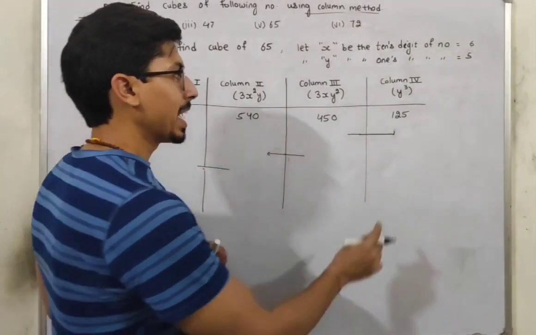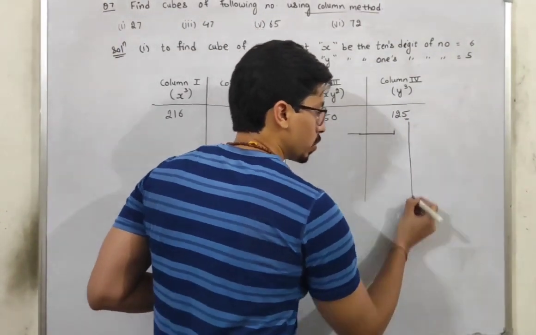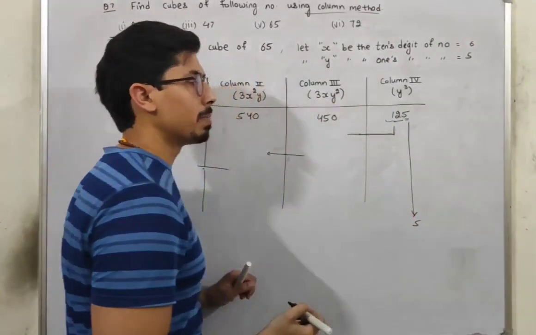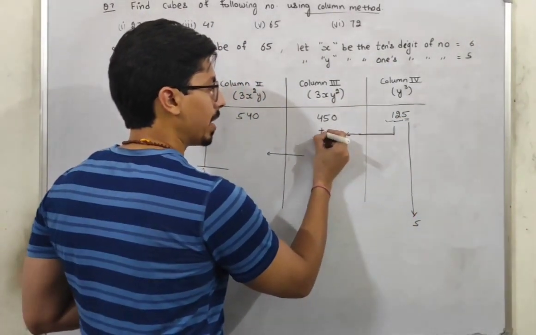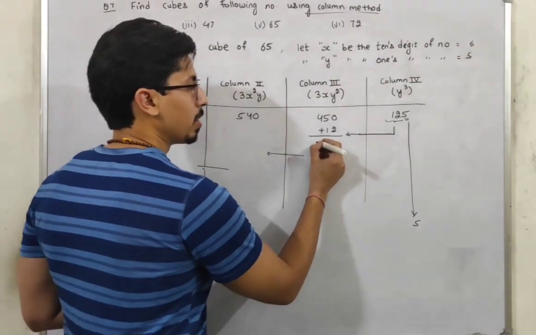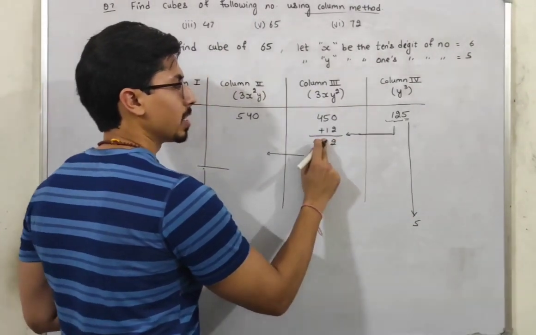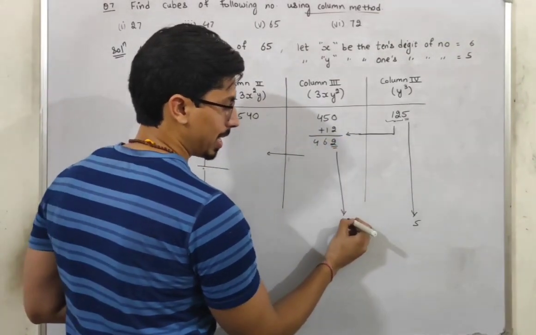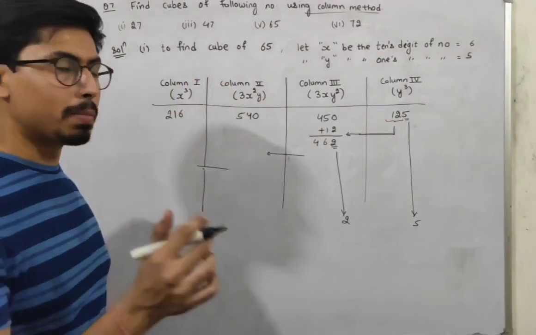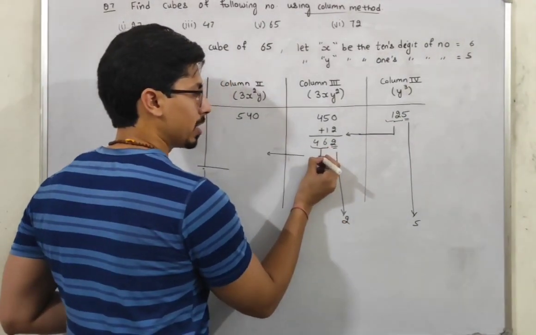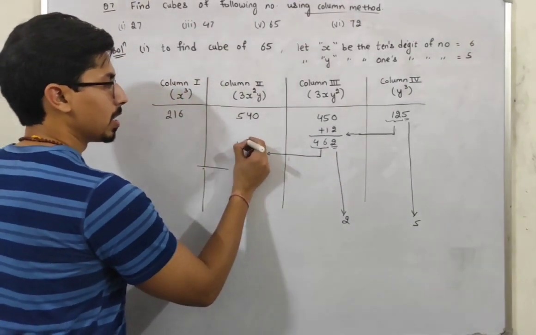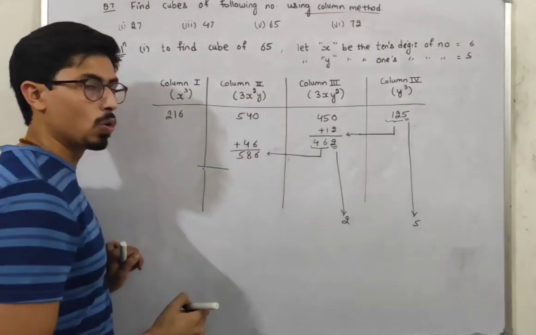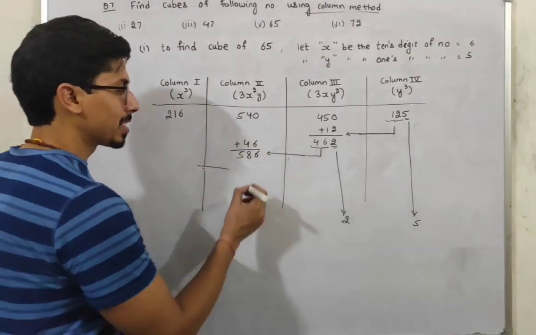Okay. Now just take the last digit. Last digit is 5. So just put 5 here. Now the remaining number is 12. So just put this 12 here and add it. So it will be 462, students. It is 462. Just take this last digit. It is 2. So just write 2 here. Now the remaining number is 46. So just take this 46 and put it here. Now after adding, it will be 585. Okay. Now take the last digit. Last digit is 6.